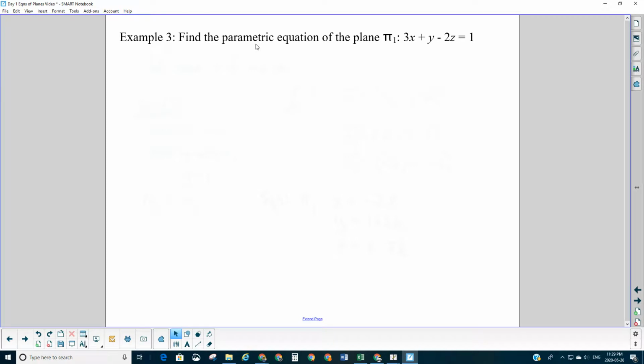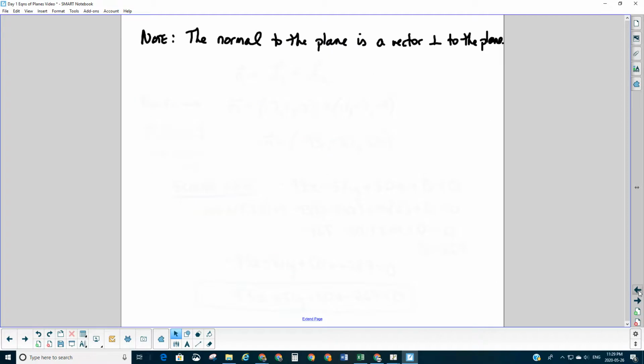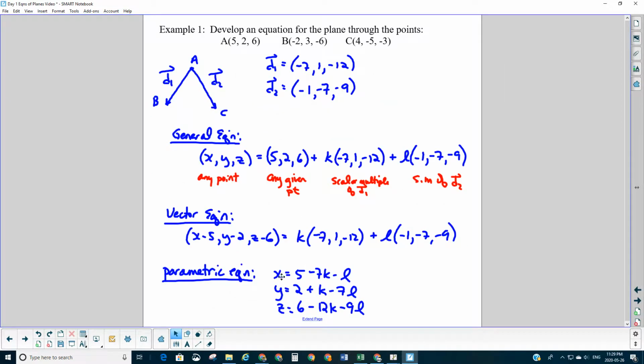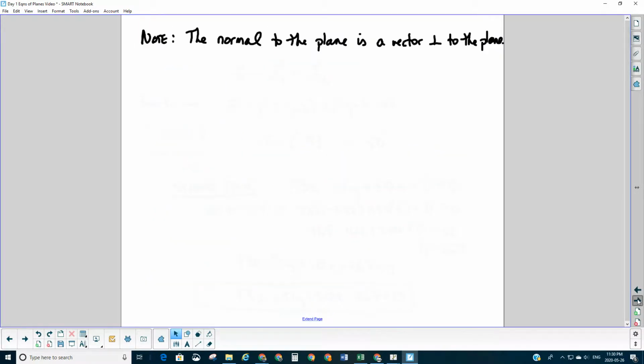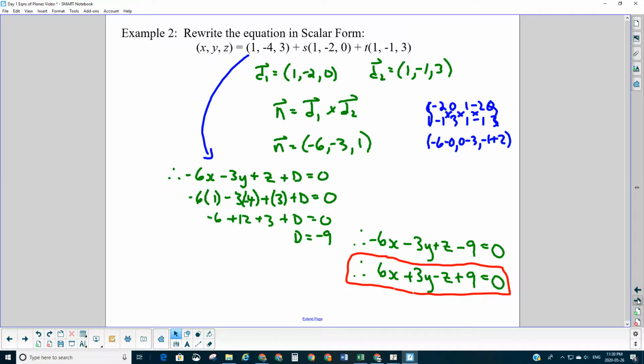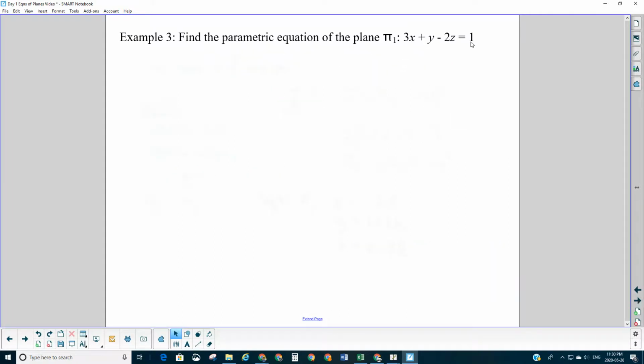So to put it in parametric, if you think back, let's go back and look at parametric. Parametric had a point plus two direction vectors. So we need a point and two direction vectors to put it in parametric. So let's look at the question. The question, though, only gives us this much information, and we need two direction vectors and a point. So first, let's try and tackle how to find the direction vectors. Well, this doesn't tell us direction vectors, but it does tell us the normal.